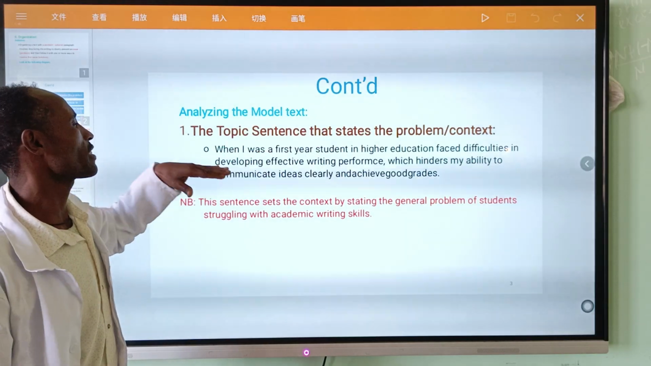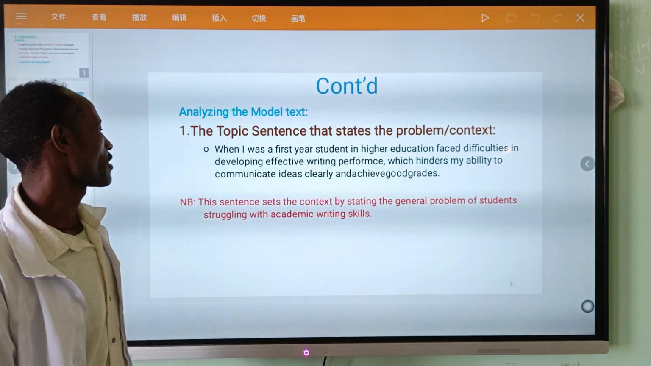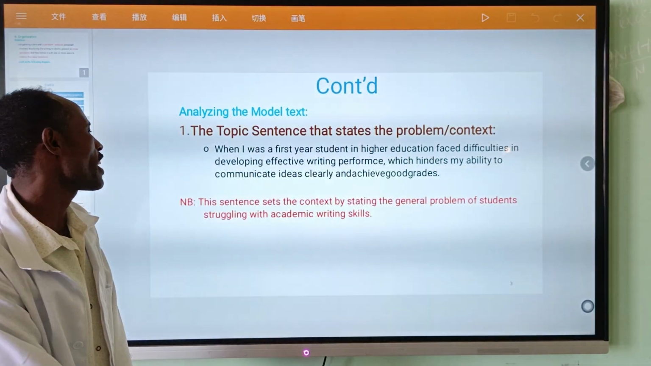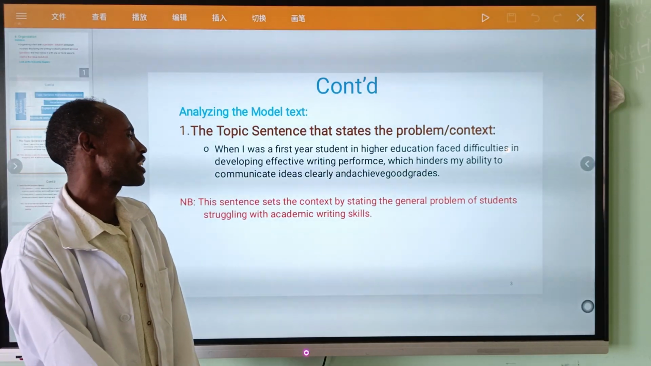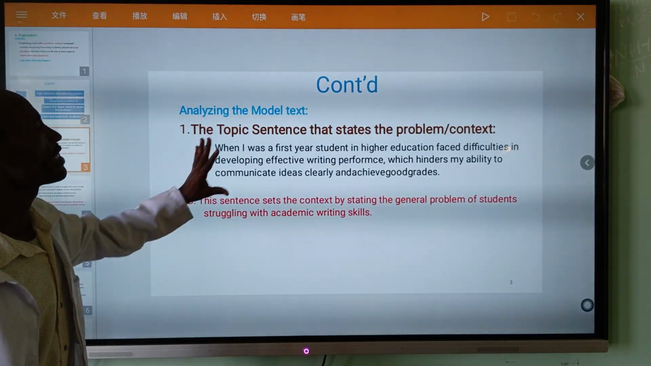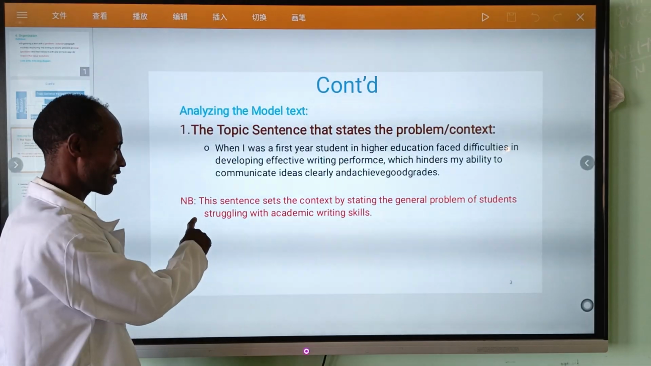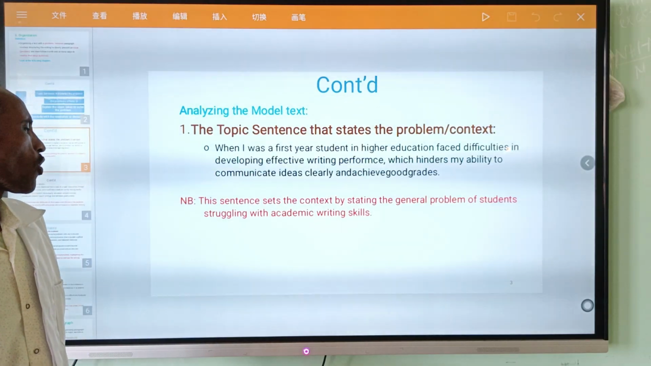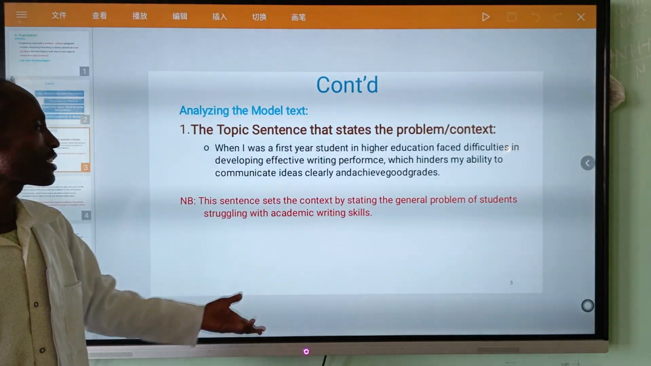It has a topic sentence. The topic sentence states the problem or context. "When I was a first year student in higher education, I faced difficulty in developing effective writing performance, which hinders my ability to communicate ideas clearly and achieve good grades." This is the topic sentence of our paragraph. Remember here, this sentence sets the context by stating the general problem of students struggling with academic writing.